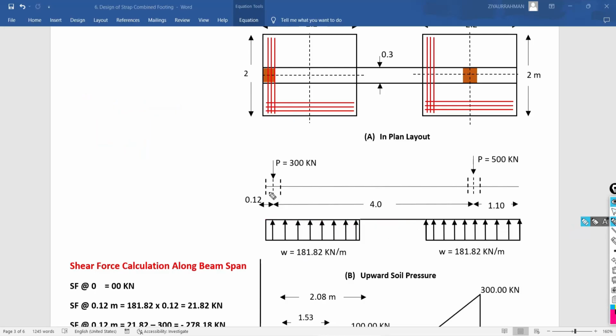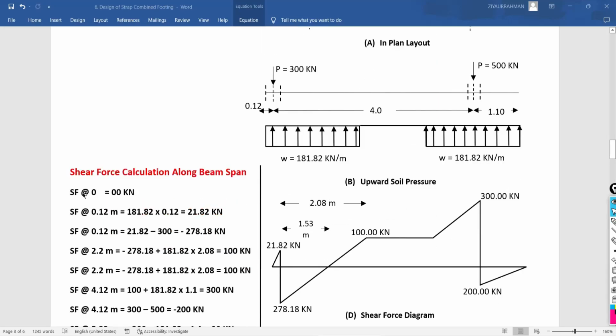Now here we have to design this strap beam. So we are going to find out the shear force and bending moment at different important points. Those important points will be: one at the edge of the foundation, second under the column, third at the edge of this foundation, then fourth under the column C2, and finally at the edge of this second footing. We have to do the calculation for the shear force and bending moment. For that, the detailed calculation is actually given here.